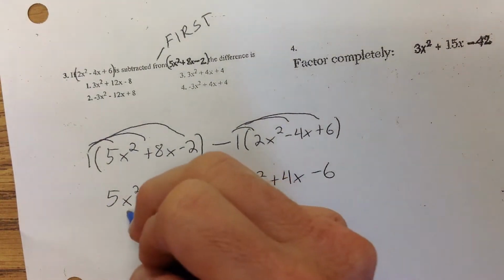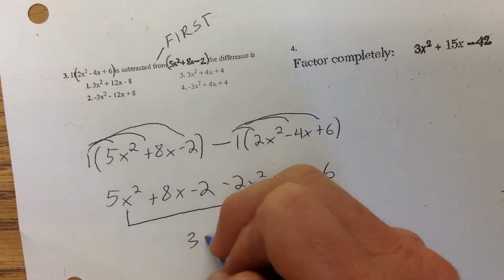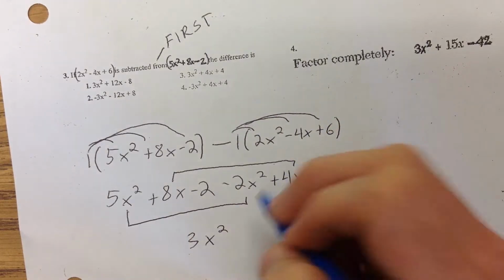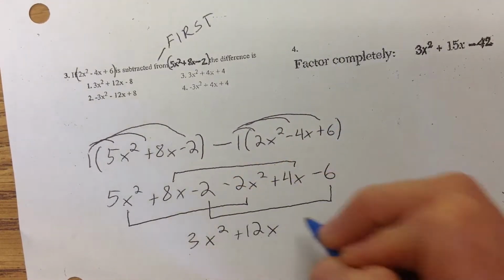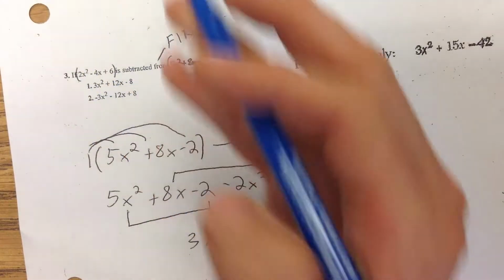And now we can start combining like terms. 5 minus 2 is 3x squared. 8x plus 4x is positive 12x, and negative 2 minus 6 is a negative 8. So we've got 3x squared plus 12x minus 8, which hopefully is one of our choices, and there it is, choice 1.